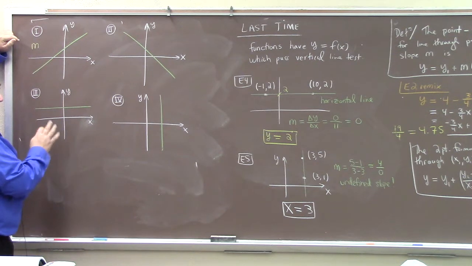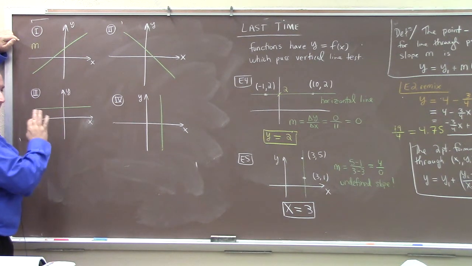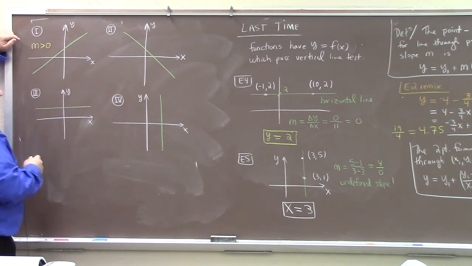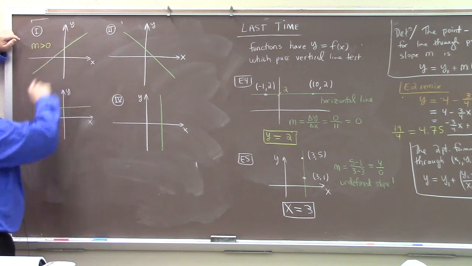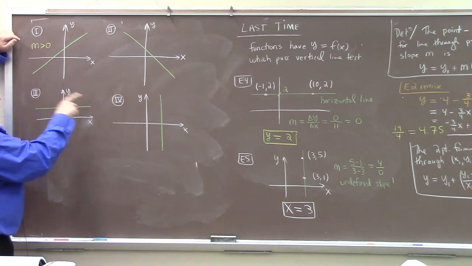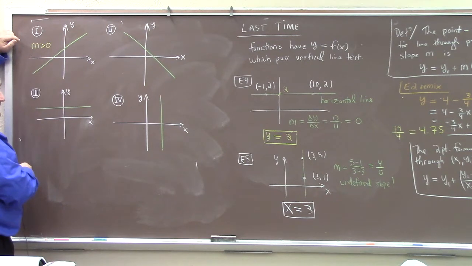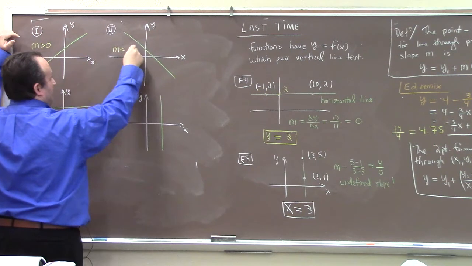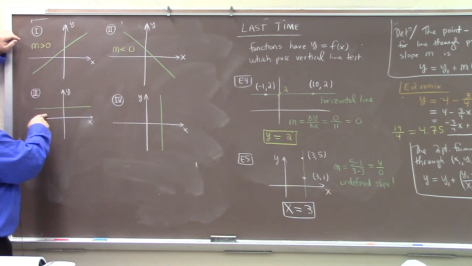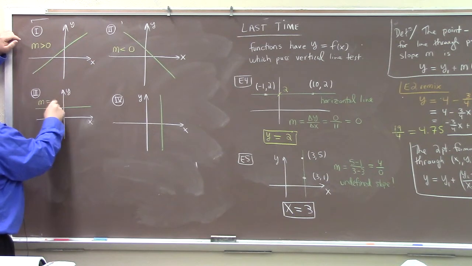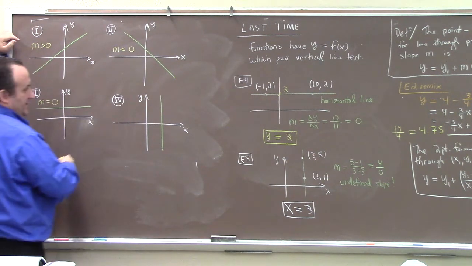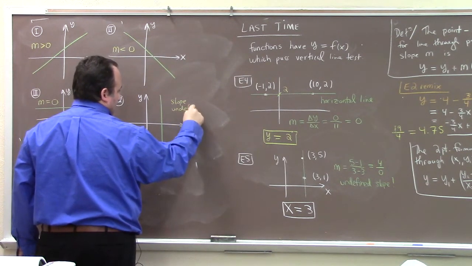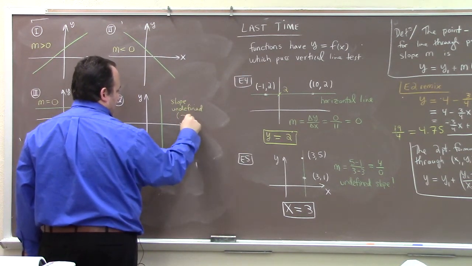I'm not asking for a number, I'm asking for a description. So I'll start us out. This would be a positive slope line. If it goes like that, if the rise and the run, as we go from left to right, if we're going up, that's a positive slope. What's this one? Right, negative slope. This one, 0 slope, horizontal line, 0 slope. And this is undefined. Or again, some people will say it's infinity.